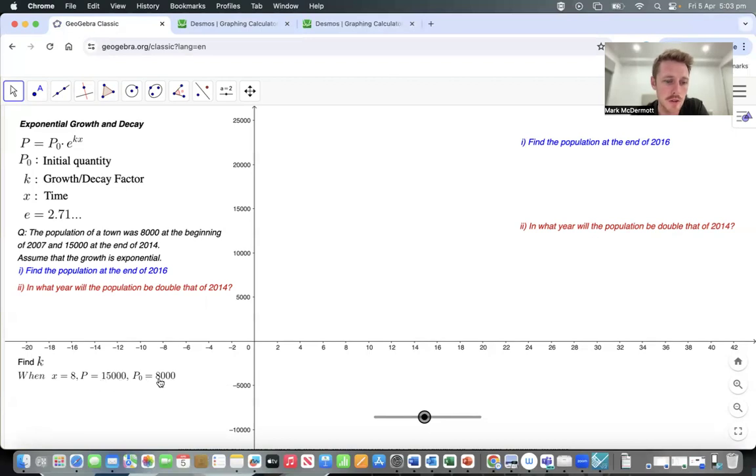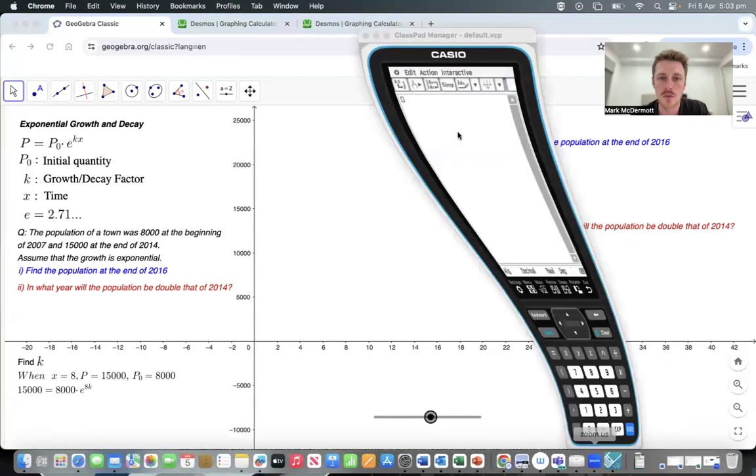And we know that P naught is 8,000 because in 2007, at the time we're starting, we had a population of 8,000. So what we can say so far about our function is, yeah, we can sub these things in. We know that P is 15,000 equals 8,000 times e to the 8k. And what we can do is we can solve that on our calculator to find k.